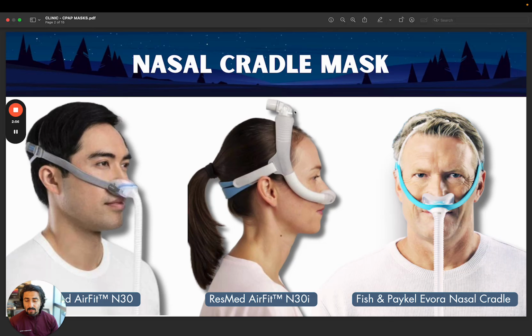I think that when it comes off the top of the head, the likelihood of it getting in your way is a little bit less, but that's just my personal opinion. And usually people will go through a couple of different masks before they find the one that they like. So this is a nasal cradle mask. It sits below the nose, and this is the least obtrusive kind of mask. And different companies have different styles and designs, but you get the idea.